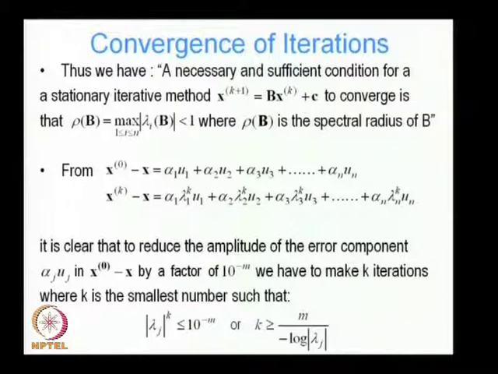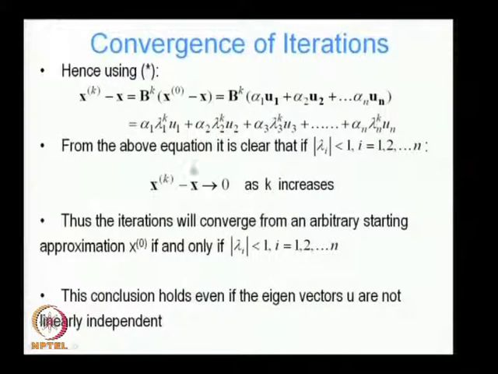From x^0 minus x equal to α1 u1 plus α2 u2 plus α3 u3 plus ... αn un, we have seen that since the u_i form a basis for this space, we can write any vector in terms of this. Similarly, x^k minus x can be written as α1 λ1^k u1 plus α2 λ2^k u2 and so on. This we have just seen.